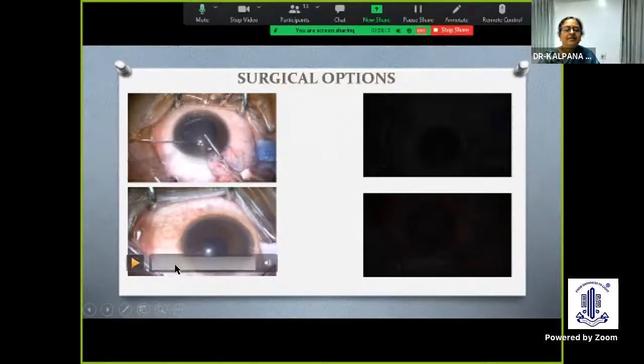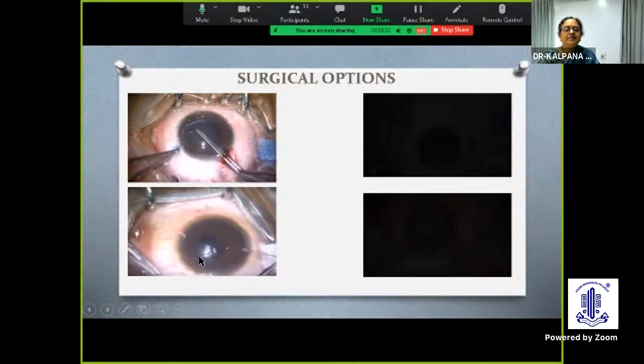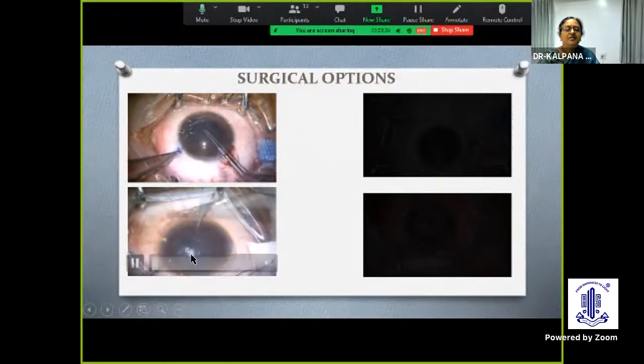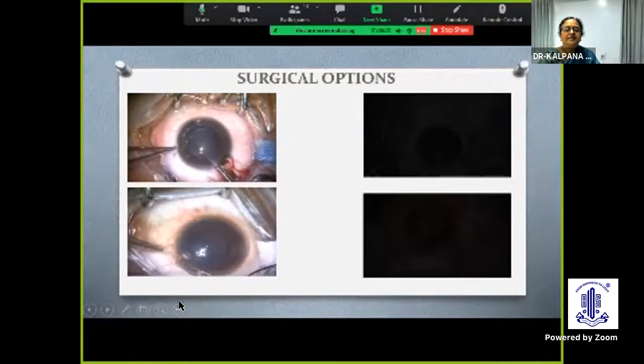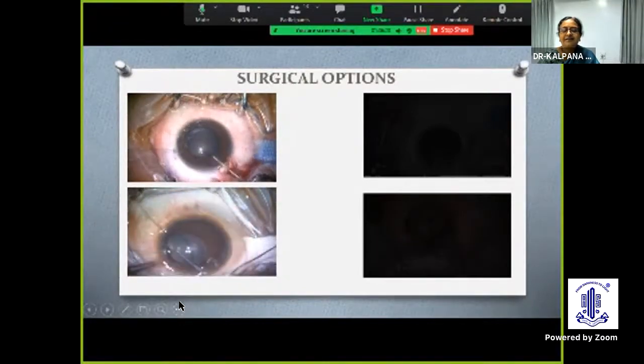And this one, if you see here, you can see the subluxation, gross subluxation. So, you do the aspiration, and I might need another 2 or 3 minutes.